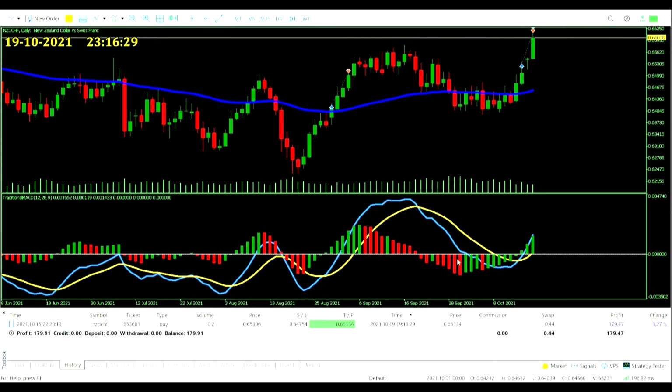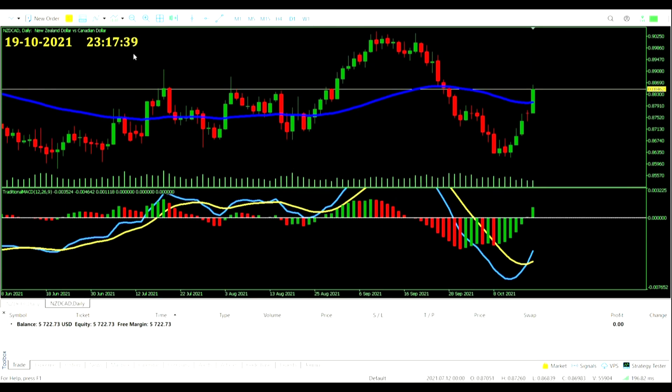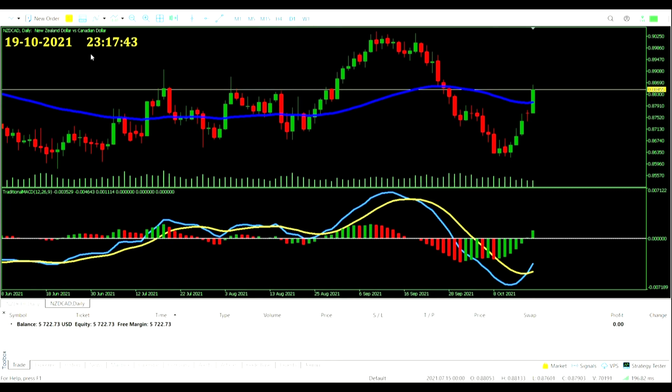Strong day for the New Zealand dollar. That does put our balance now above $5,700, and we've got no active trades at the moment. Let's go see if we can find any. And the New Zealand dollar has been strong across the board, so we are getting that signal we talked about yesterday on the New Zealand dollar, Canadian dollar. It's come through. Price has gone all the way above the average, and we're only on the second candle. Remember, we would have until the end of tomorrow to get this signal, but it's come for us now.